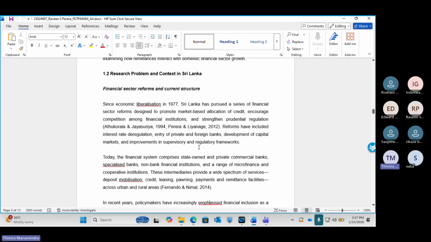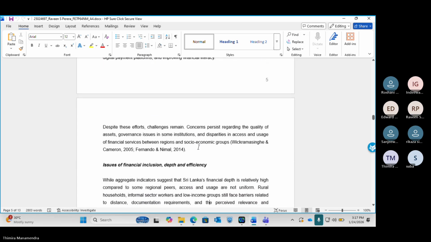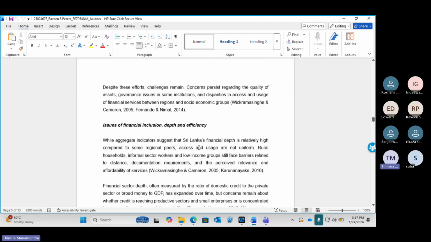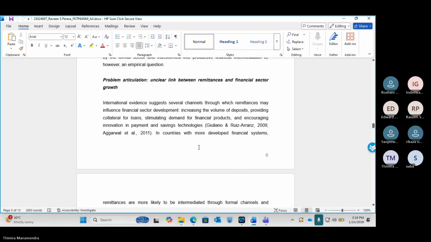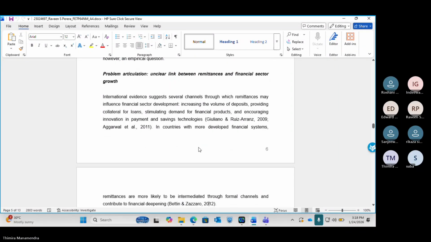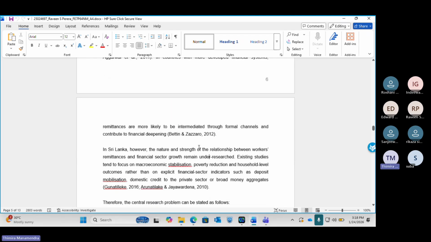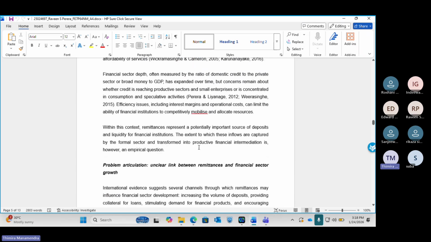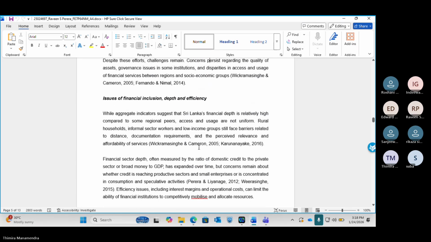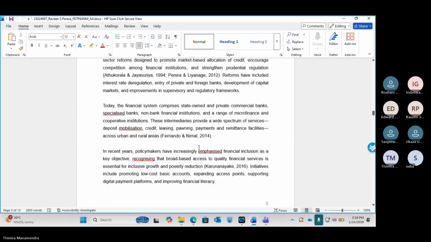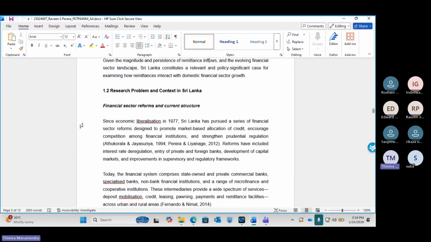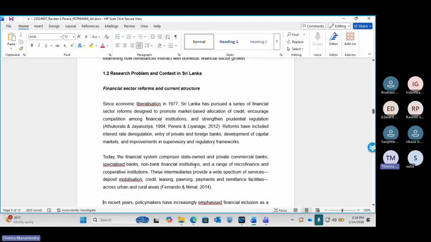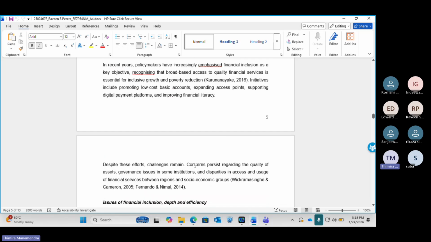Thank you, sir. Research problem. Okay. Depth of efficiency. I think we have a lot to learn from Ravin, guys. Financial sector reforms and current structure. So he's giving some sort of an introduction to this, and see how he is handling this research problem.